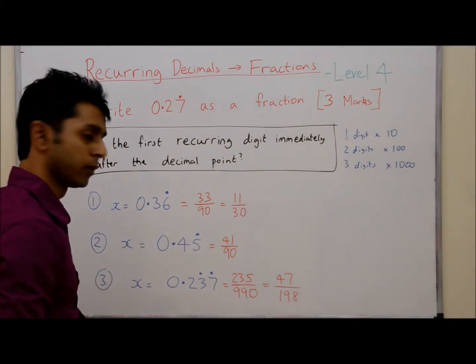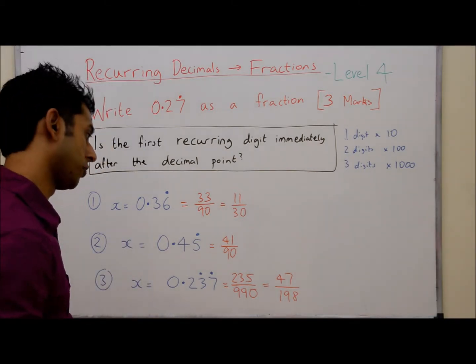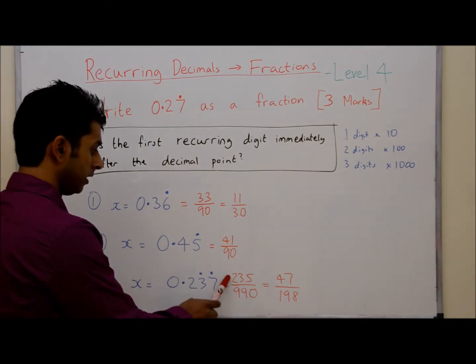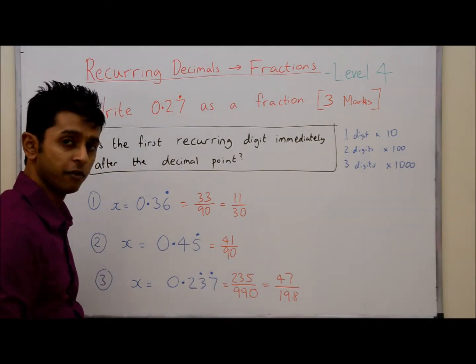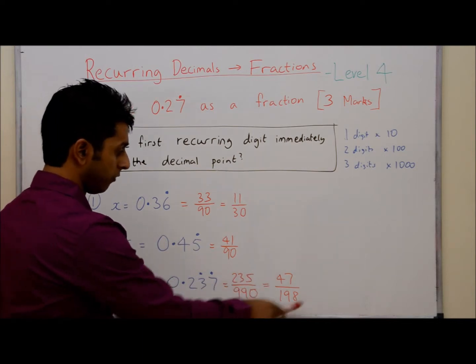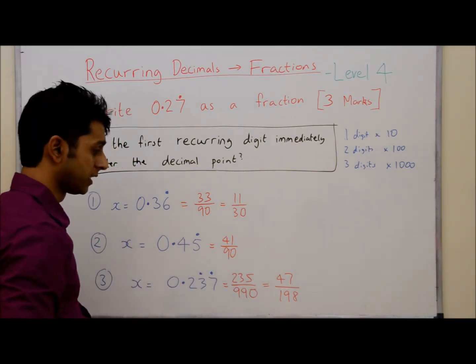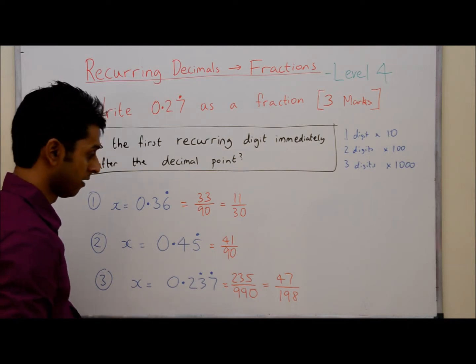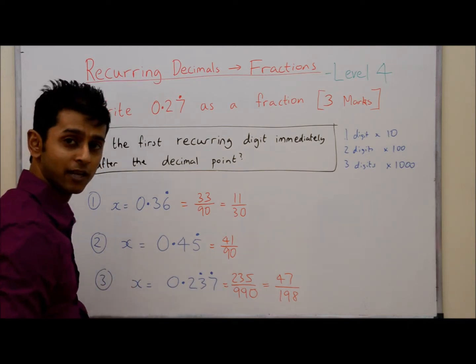Now this last one was to check if you've really mastered the topic. The initial answer would be 235 over 990, and both top and bottom divide by 5, giving you a simplified answer of 47 over 198. So how many of you managed to get that last one?